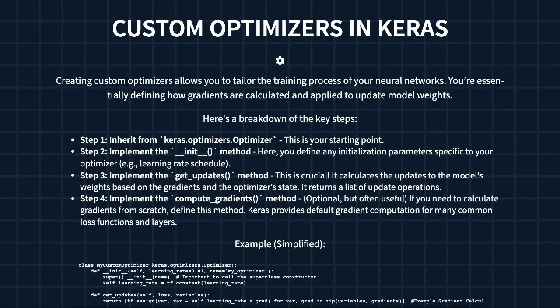Let's talk about creating custom optimizers in Keras. It's a really powerful way to fine-tune your neural network training. First, you inherit from the base Keras optimizer class, which gives you all the necessary tools. Then you define the initialization parameters for your optimizer, like maybe a learning rate schedule. The heart of it is the get_updates method. This is where you actually calculate how to update the model's weights based on the gradients and your optimizer's internal state. This method returns a list of operations that Keras can apply. Finally, you might need to implement compute_gradients if you want to compute gradients from scratch. It's a relatively involved process, but gives you incredible flexibility in controlling how your model learns.